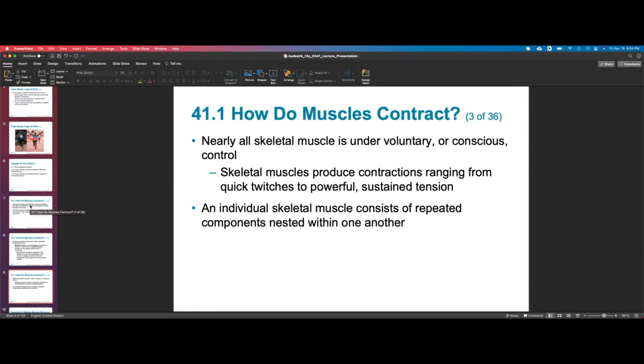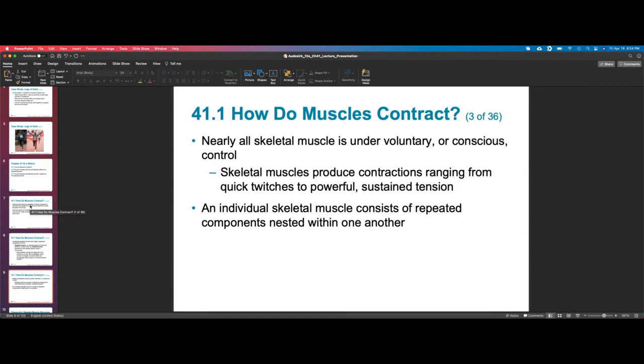So skeletal muscles can produce a wide variety of kinds of contractions. Typically we think of that as slow twitch and fast twitch: slow and sustained, or fast and really powerful. But in reality, it's sort of a wide range, almost a continuous scale.